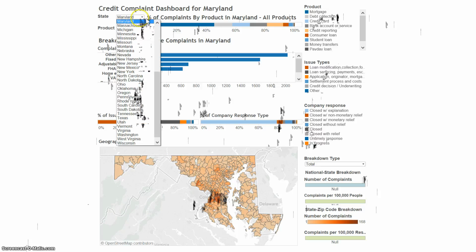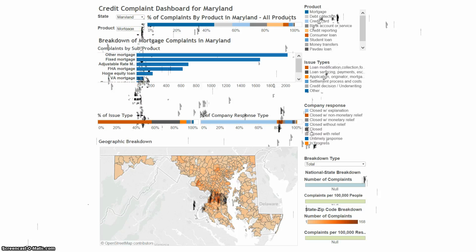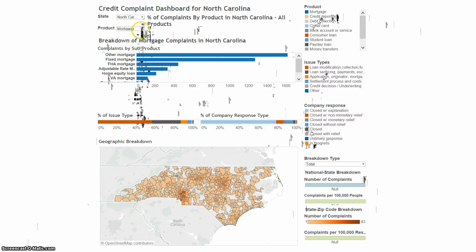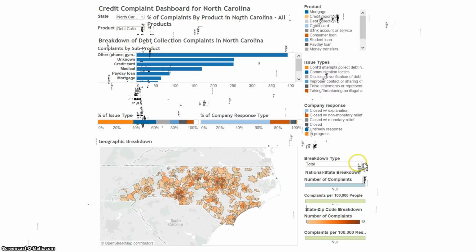Jumping to North Carolina and debt collection, we have an example where we can see all the metropolitan populations as having the darker areas. There are more people in these areas. As a result, this should be expected.